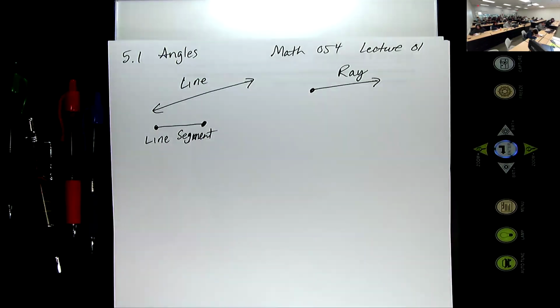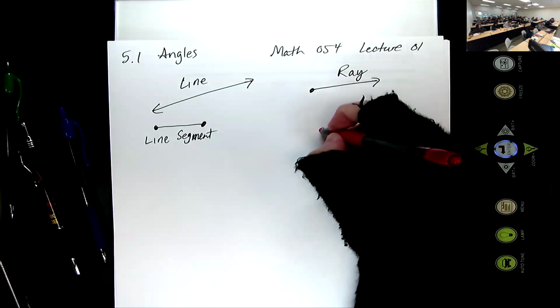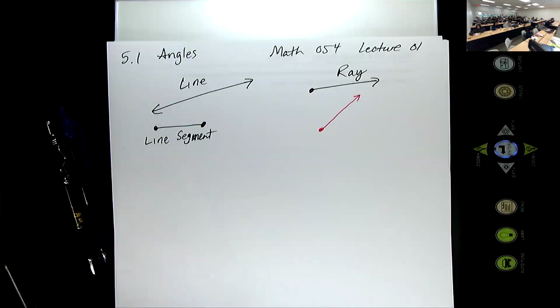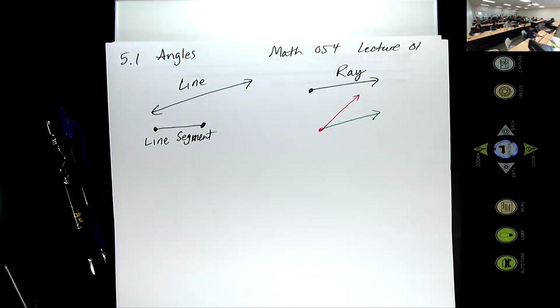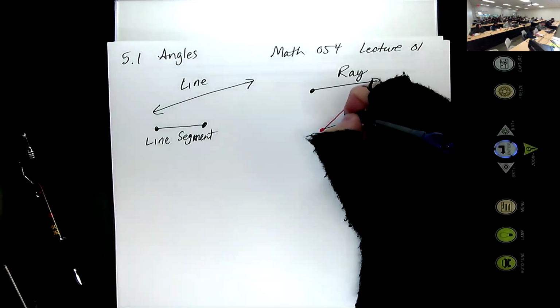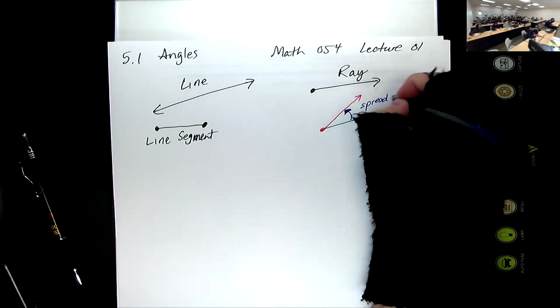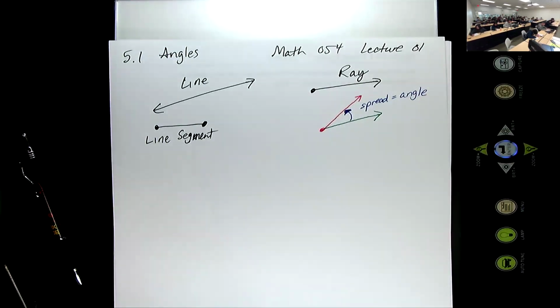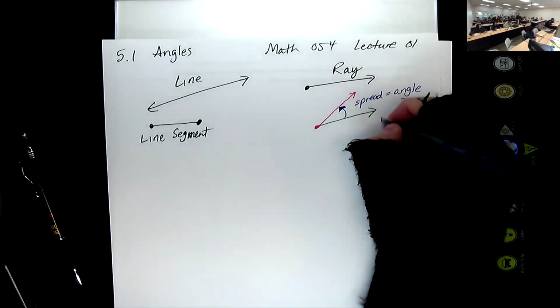What's the terminology we've got to get through to get to the exciting stuff? If we have two rays that start at the same point, how far apart they are spread, this spread is called an angle. And we often use this character right there, the Greek letter theta.